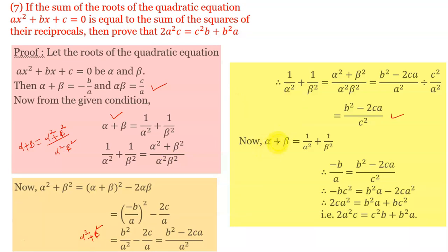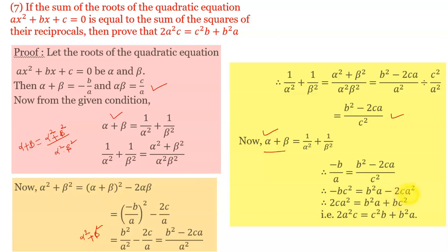Next, alpha plus beta. We have given this condition. आपल्याला ही condition दिली त्याने alpha plus beta is equal to 1 upon alpha square plus 1 upon beta square. What is the value of alpha plus beta? Minus b upon a. 1 upon alpha square plus 1 upon beta square is equal to b square minus 2ca upon c square. इथे क्रॉस मल्टिप्लिकेशन करणार, मायनस बी सी स्क्वेअर या ए ने, बी स्क्वेअरला या ए ने मायनस 2c ला मल्टिप्लाय करणार and then you will get b square a minus 2c a square.